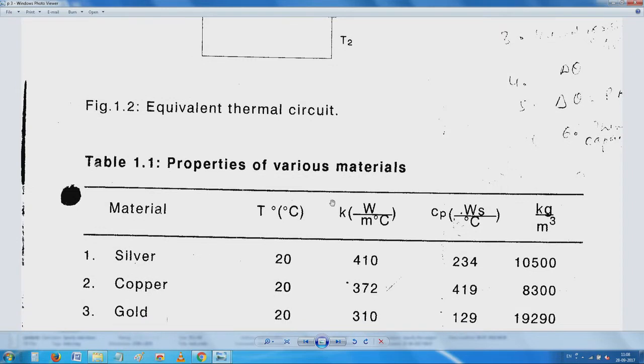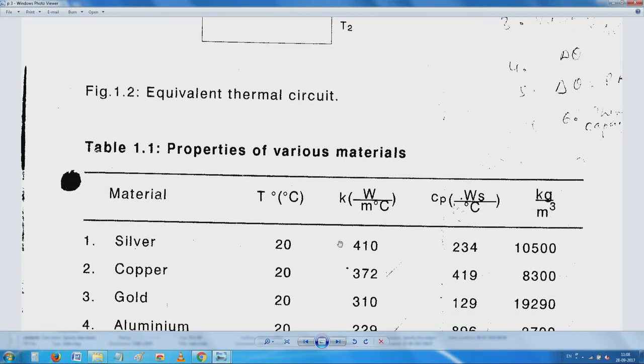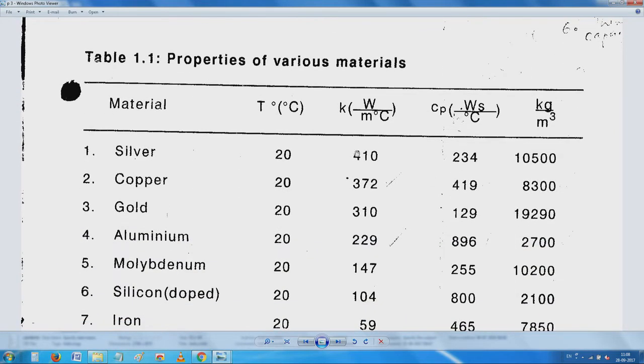values for various materials. You see here, for example, silver, K is in watts per meter degree centigrade. You have seen this, and I will come back to this completely. We already know for aluminum, silver, copper, everything, K has been beautifully defined, and it is available in most textbooks.